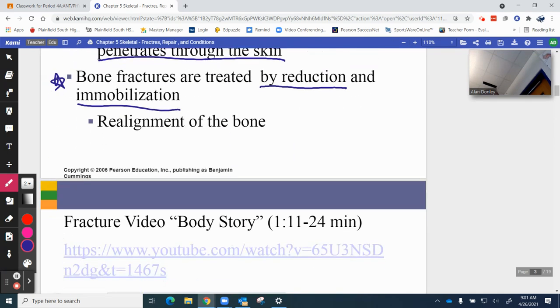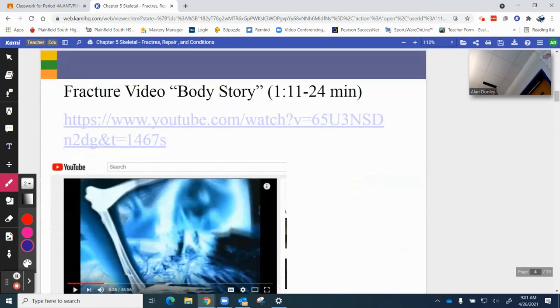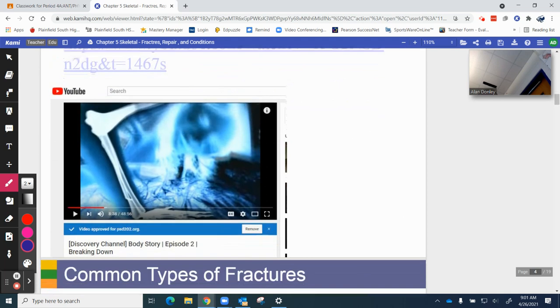Okay. All right, I'm going to post this. This kind of goes through a basic fracture video. It shows a little girl that breaks her arm, and then it kind of goes through the whole basic healing process for you. But I'll post that for you guys so you can kind of take a look at it.